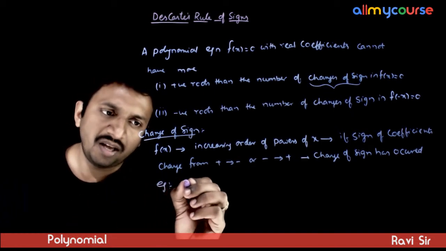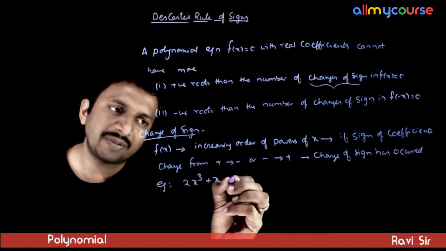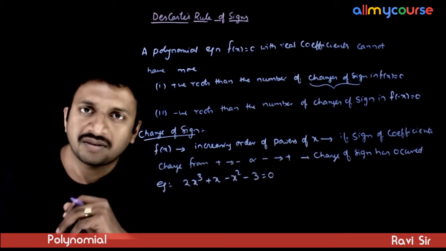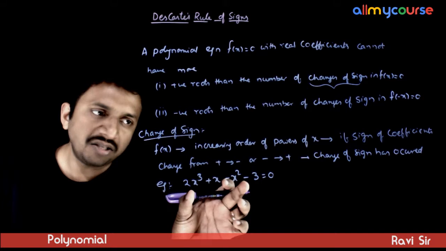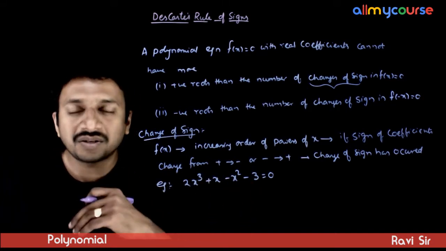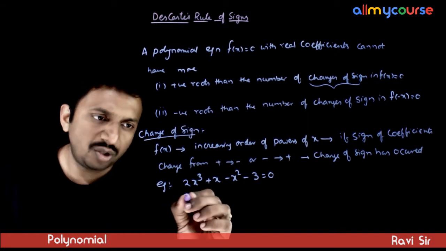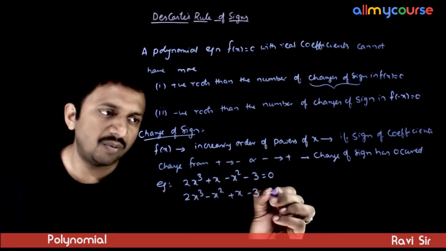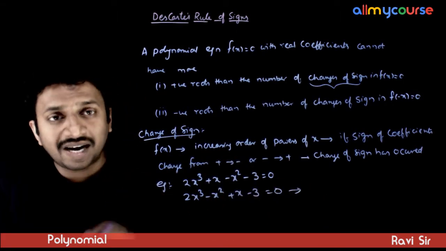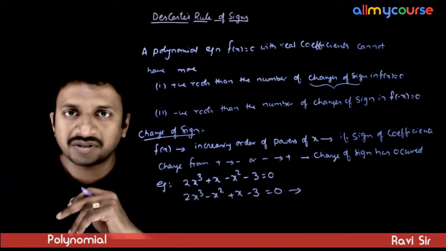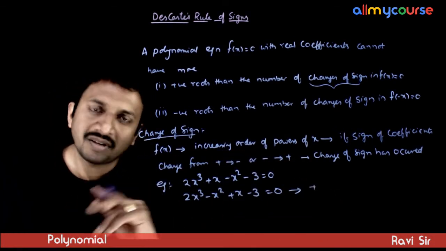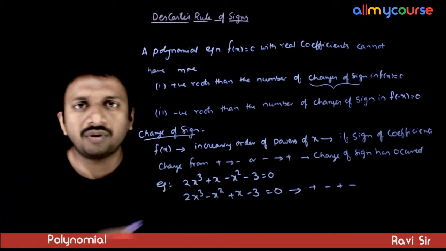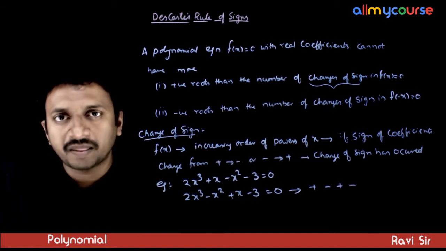For example, if you have 2x cube plus x minus x square minus 3 is equal to 0. So if this is my f of x, first what I do is I'll arrange this equation in increasing powers of x or decreasing powers of x. That is 2x cube minus x square plus x minus 3 is equal to 0. Now let us write the signs of the coefficients. That is, the first coefficient is positive, the second coefficient is negative, the third coefficient is positive, the fourth coefficient is negative.